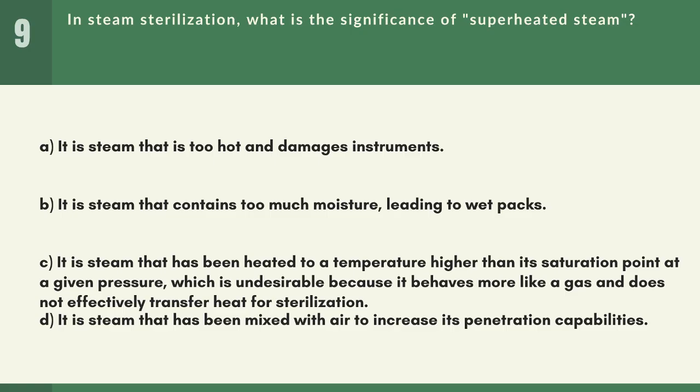Question 9. In steam sterilization, what is the significance of superheated steam? A. It is steam that is too hot and damages instruments. B. It is steam that contains too much moisture, leading to wet packs. C. It is steam that has been heated to a temperature higher than its saturation point at a given pressure, which is undesirable because it behaves more like a gas and does not effectively transfer heat for sterilization. D. It is steam that has been mixed with air to increase its penetration capabilities.